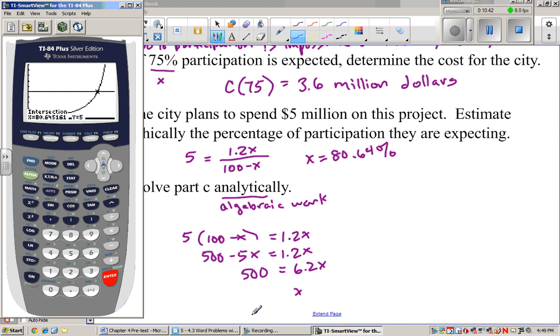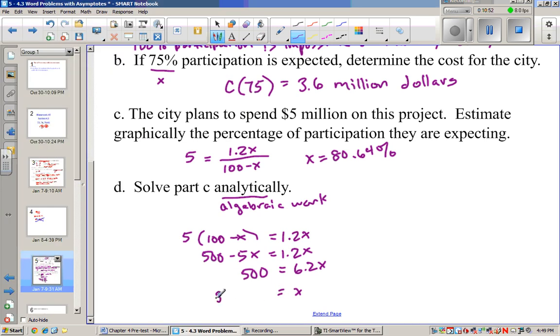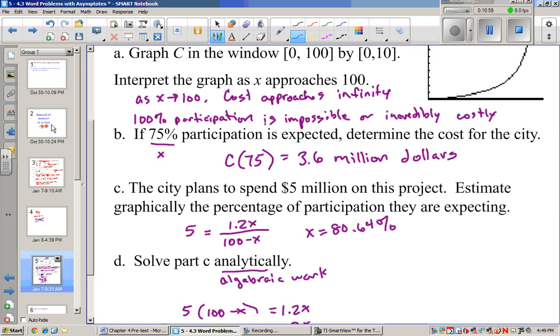And when you divide 500 by 6.2, you're going to find out, look at that, the same answer we had before, 80.64%.